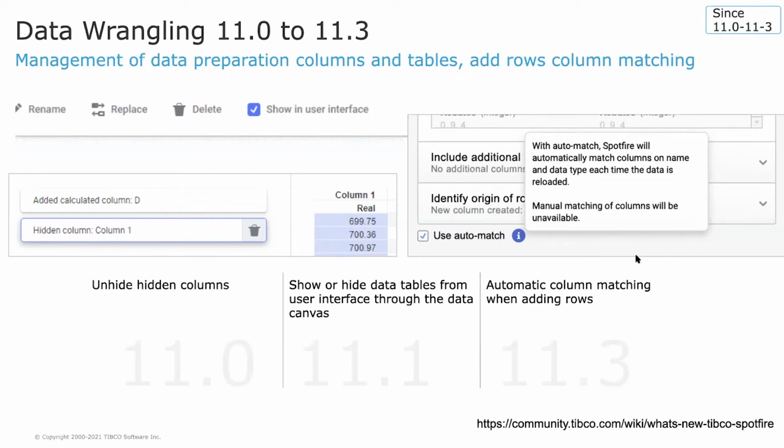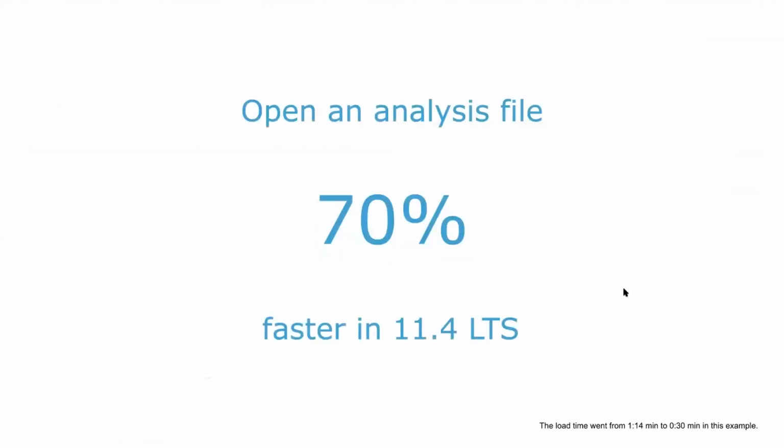This has been possible for many, many years, of course, in data table properties, but now it's easier to see the setting. And if you're using a lot of add rows and you're adding or removing columns over time in your add rows, you can use the auto match feature, so you don't need to go in and match columns with every column that is added over time. You can just use the auto match feature.